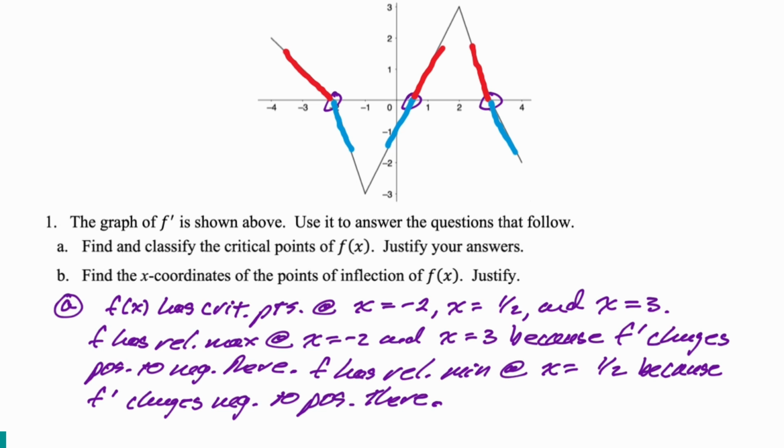That's all this takes. We want to find the x coordinates of the points of inflection for part B. So points of inflection are going to be the relative extrema of f prime. So that's going to be here and here. That's -1 and 2. So this one's straightforward.